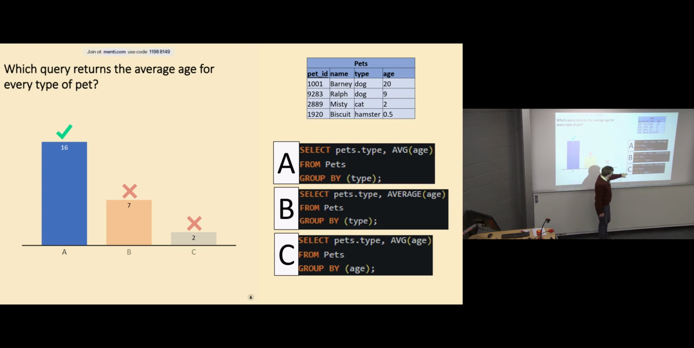Why isn't this one correct? Why are we not grouping by age? The question says type of. Also, that doesn't really make sense, does it? Because if you want for every age to average the ages of that age, it doesn't make sense.